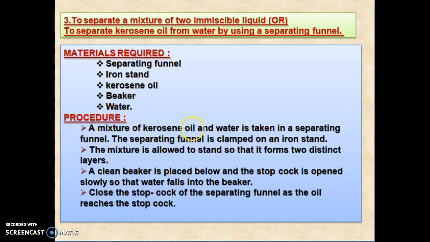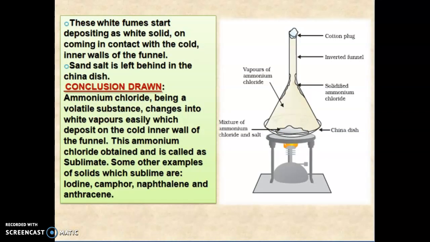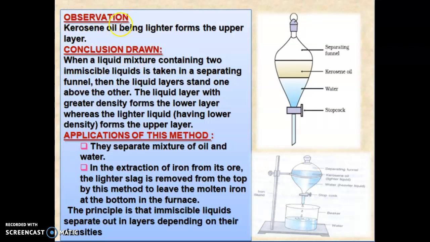Procedure. A mixture of kerosene oil and water is taken in the separating funnel. The separating funnel is clamped on an iron stand. The mixture is allowed to stand so that it forms two distinct layers, means two phases. A clean beaker is placed below and the stopcock is opened slowly so that the water falls into the beaker. Close the stopcock of the separating funnel as the oil reaches the stopcock. Observation: the kerosene oil being lighter forms the upper layer.